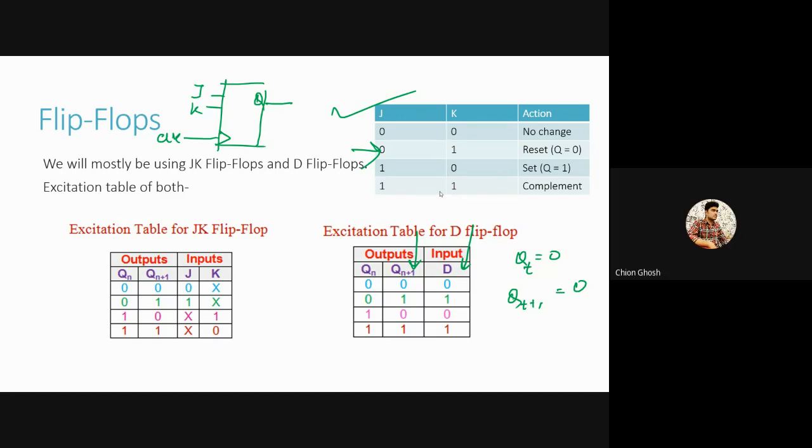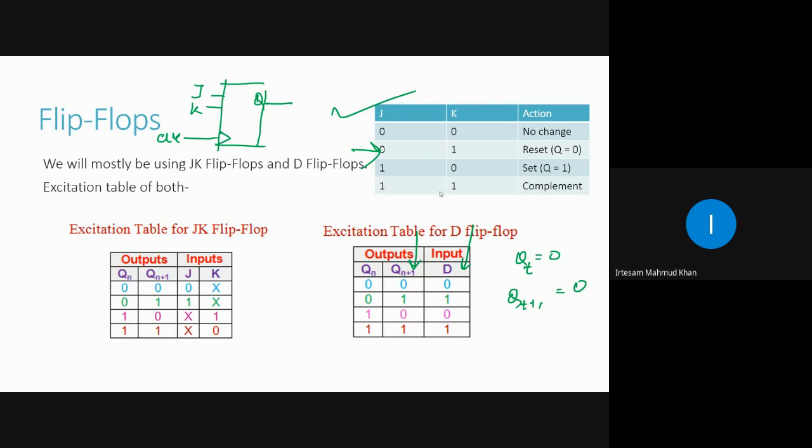Okay, fine. The next step is J equals 1 and K equals 0. This will set the value of Q. That means whatever the value of Q was in the previous state, it doesn't matter. It will be set to 1. Set means the value will turn to 1. Reset means the value will turn to 0. So whenever J equals 1 and K equals 0, Q will be 1, whatever the value of Q was in the previous state.